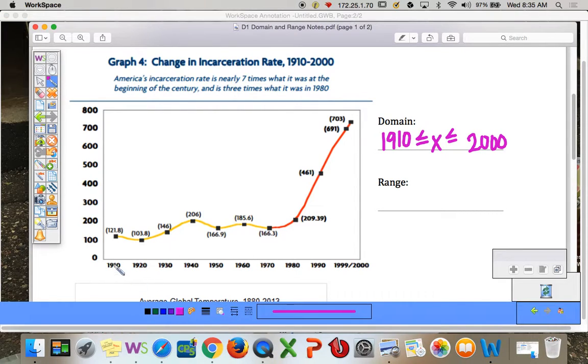The range is all possible Y values. If you take a look at the lowest Y value here, it's 121.8, and that's less than or equal to Y, which is less than or equal to 703. Again, range is all possible Y values, and what this inequality says is Y is between 121.8 and 703.